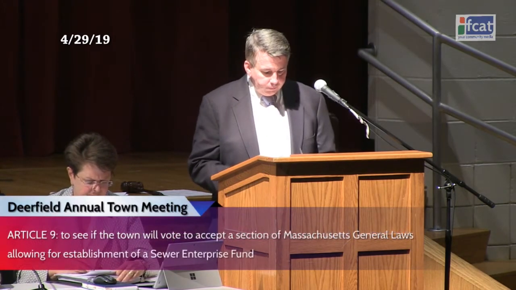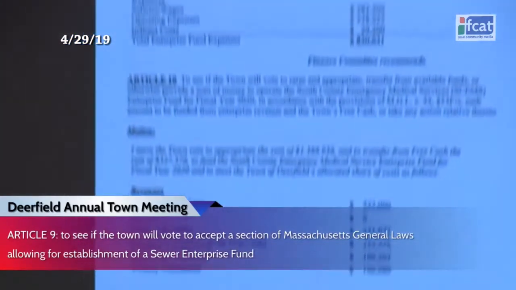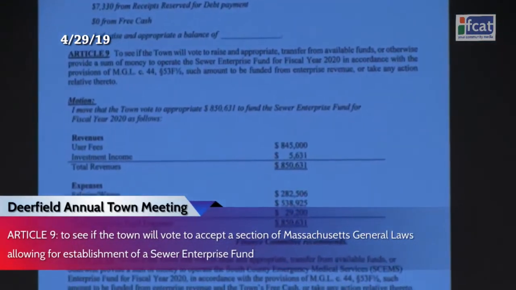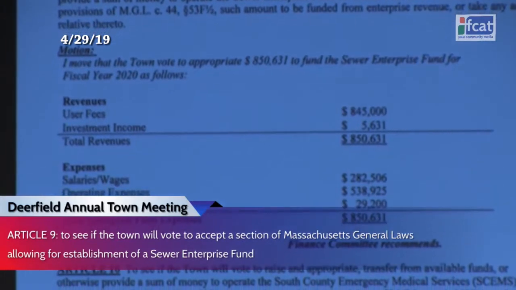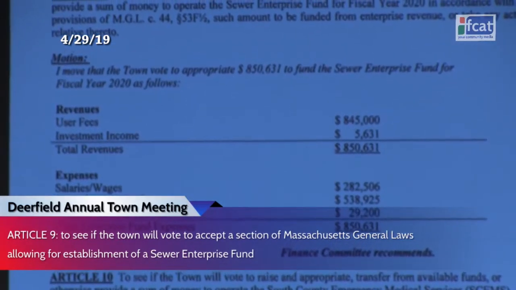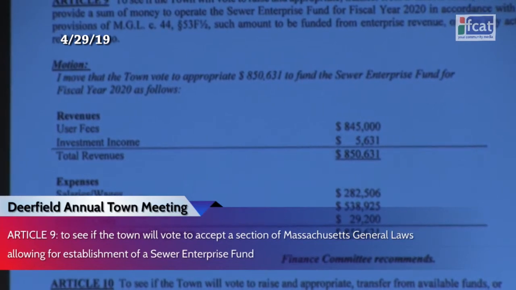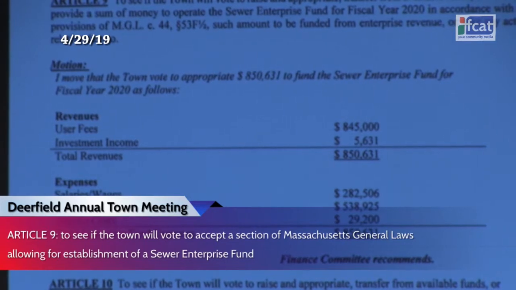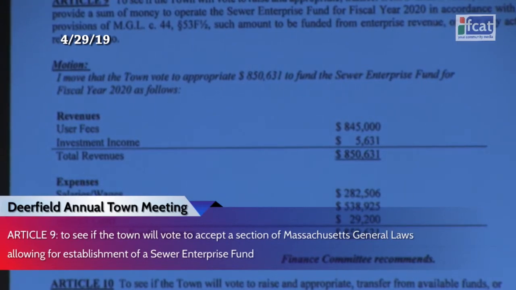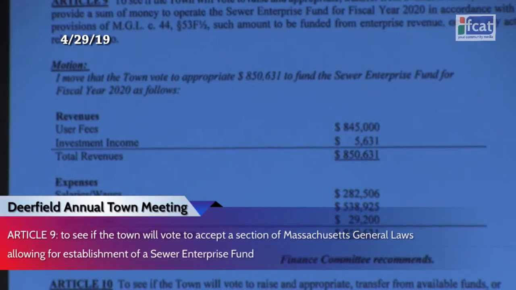I move that the town vote to appropriate $850,631 to fund the Sewer Enterprise Fund for the fiscal year 2020 as follows. On the revenue side, the user's fees is $845,000, investment income of $5,631, total revenues of $850,631. The expenses, salaries and wages of $282,506, operating expenses of $538,925, the indirect costs of $29,200 for a total fund expense of $850,631. Second.